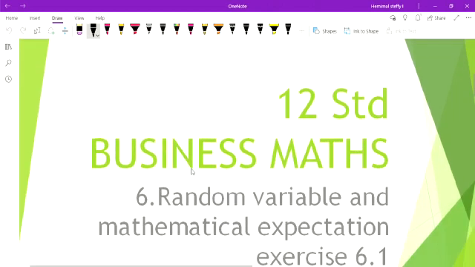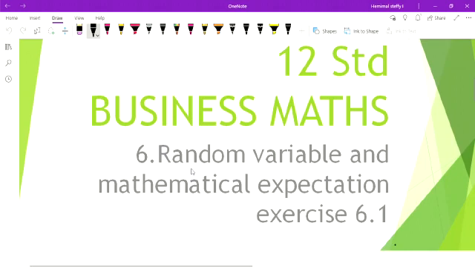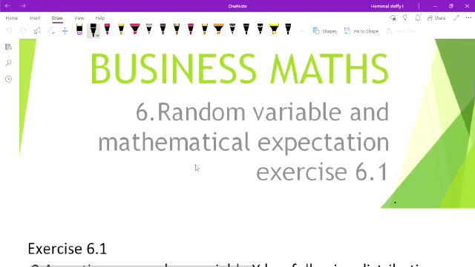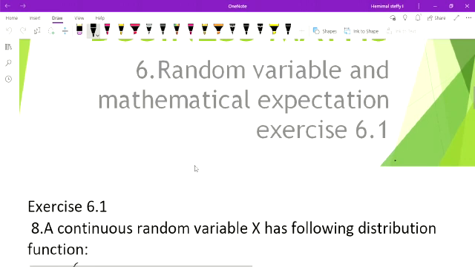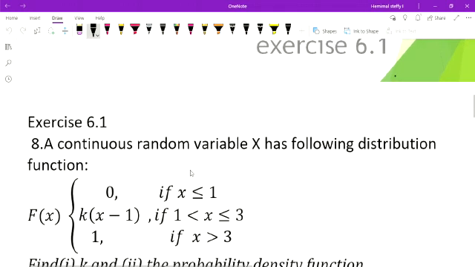This is 12th Standard Business Maths, 6th chapter, Random Variable and Mathematical Expectation, exercise 6.1. We already learned up to 7 sums in the previous video. This is the 8th sum, the continuous random variable.